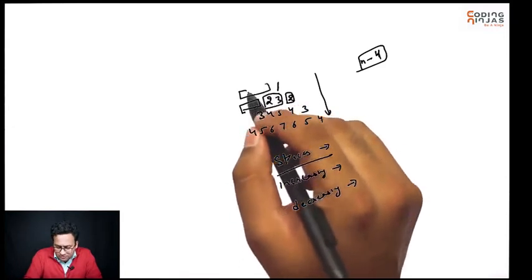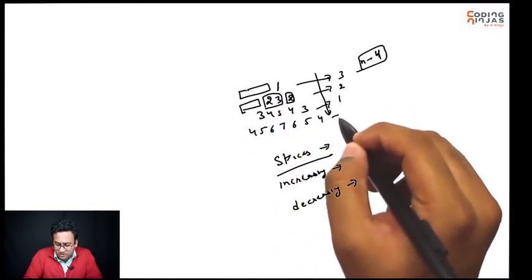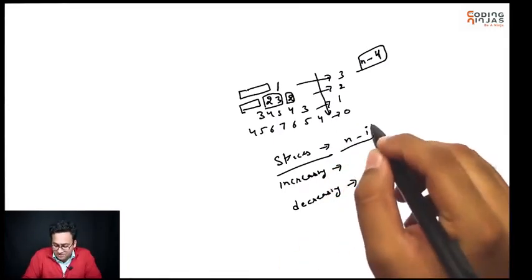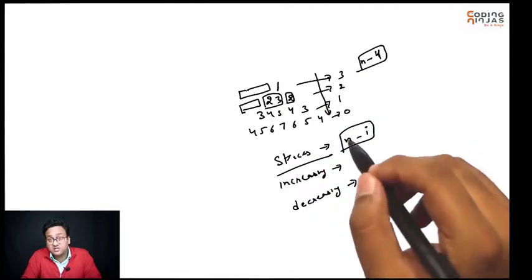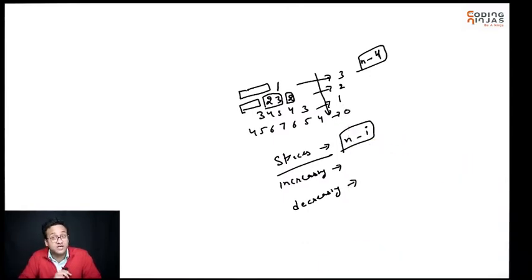So how many spaces do we have? In the first row, you have 3 spaces. Second one, you have 2. Third one has 1. Last one has 0. I think we have n minus i spaces. n is 4. So the first row has 4 minus 1, 3 spaces. Second one has 4 minus 2, 2 spaces. Third one has 4 minus 3, 1 space. And the last one has 4 minus 4, 0 spaces.